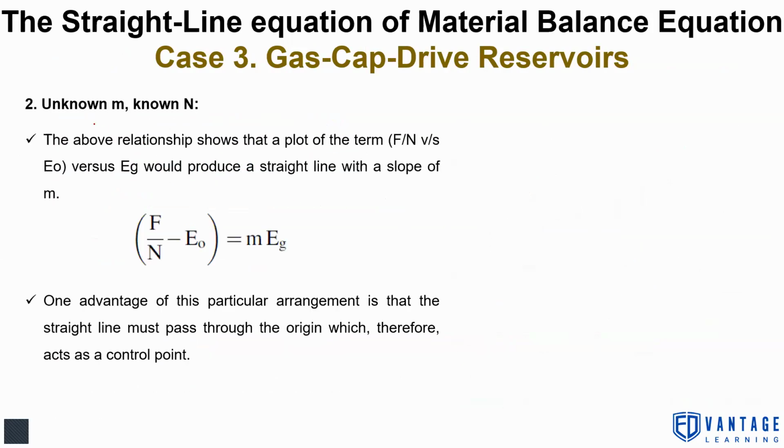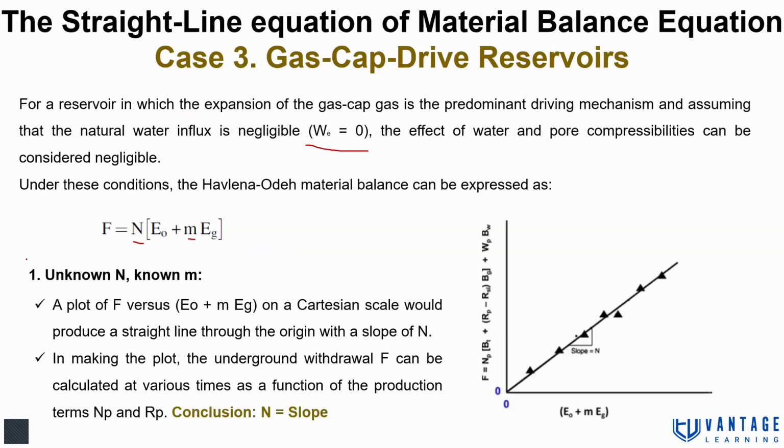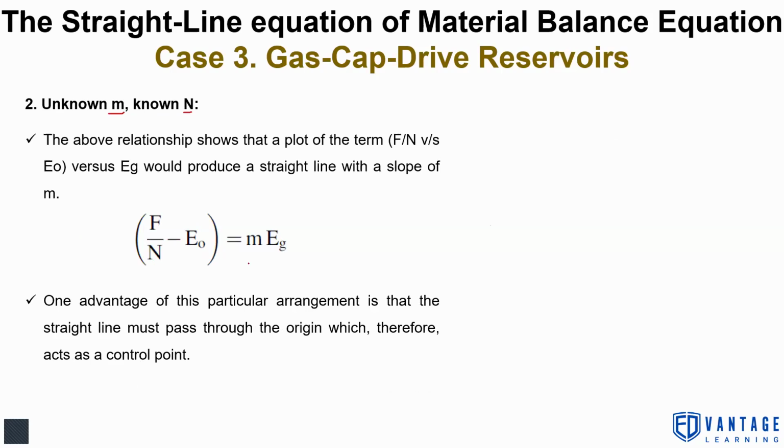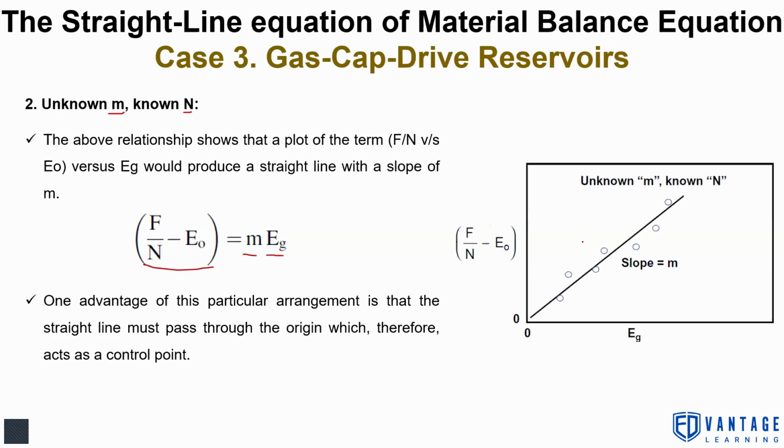But if I don't know M and I know N, if I don't know the size of the gas cap, which is derived from M, which is gas cap gas by oil volume, and if I know N, the oil in place, I can rearrange the equation F is equal to N into EO plus MEG to F by N minus EO is equal to MEG. So this is now Y is equal to M into X. If I plot Y versus X, I get a slope M. So I can estimate what my M is initially. From that I can estimate the gas cap gas.